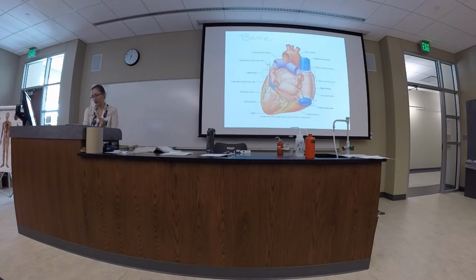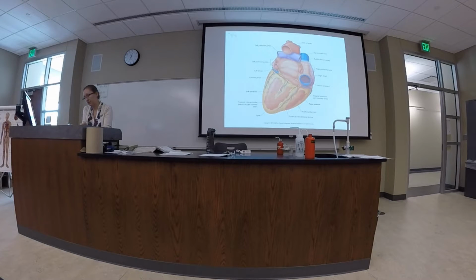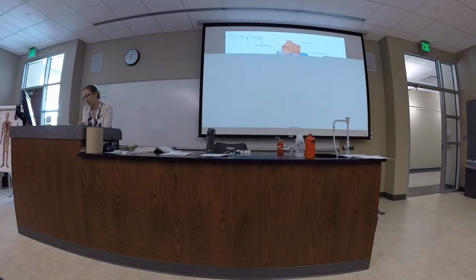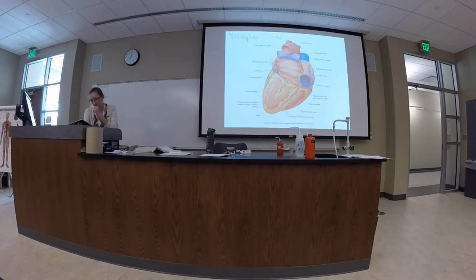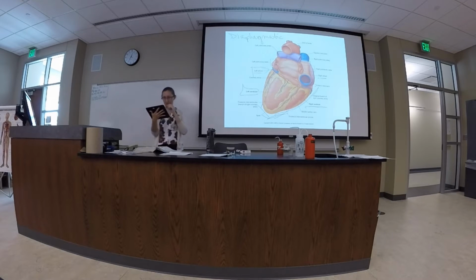And then finally, this is an image of the diaphragmatic surface. And we see here it is predominantly composed of the left ventricle, a little bit of the right ventricle, and a very small amount of the right atrium, and then also part of the left atrium as well. So learn to differentiate between these different surfaces.